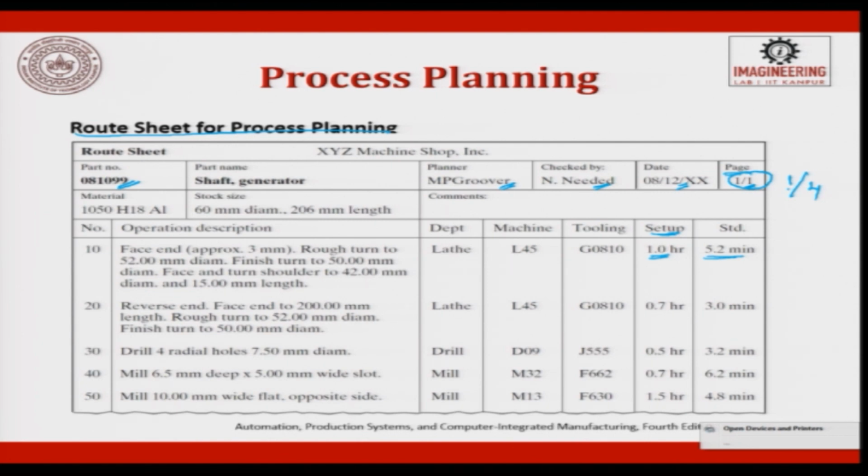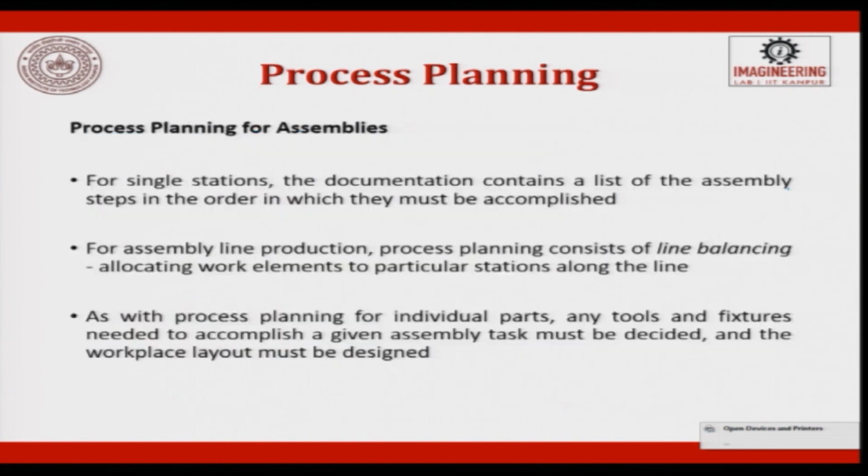So, this talks about the material and what is the stock. These are all the operations. This is a typical routing sheet which is done by a process planner. Then this is for a single part. As I told you, for a complete assembly if you want to do, process planning for assemblies is also done.